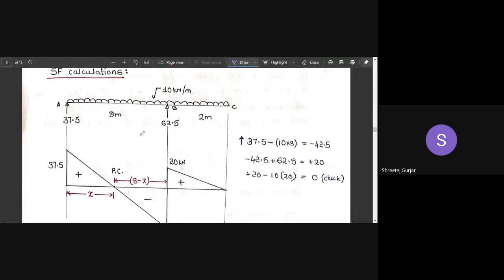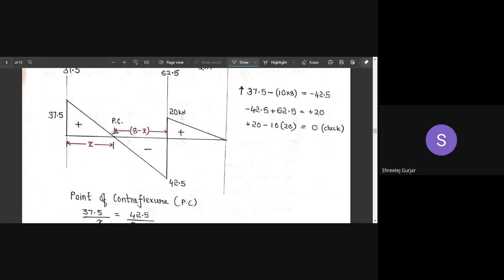Before we move on to bending moment, we will calculate shear force, so that we can have an idea whether we have a point of contraflexure, and if we have, what is the distance of this point of contraflexure. What do you mean by point of contraflexure? It is the point wherein your shear force changes its sign. We can see it is plus, changing to minus at this point. So this is the point of contraflexure.